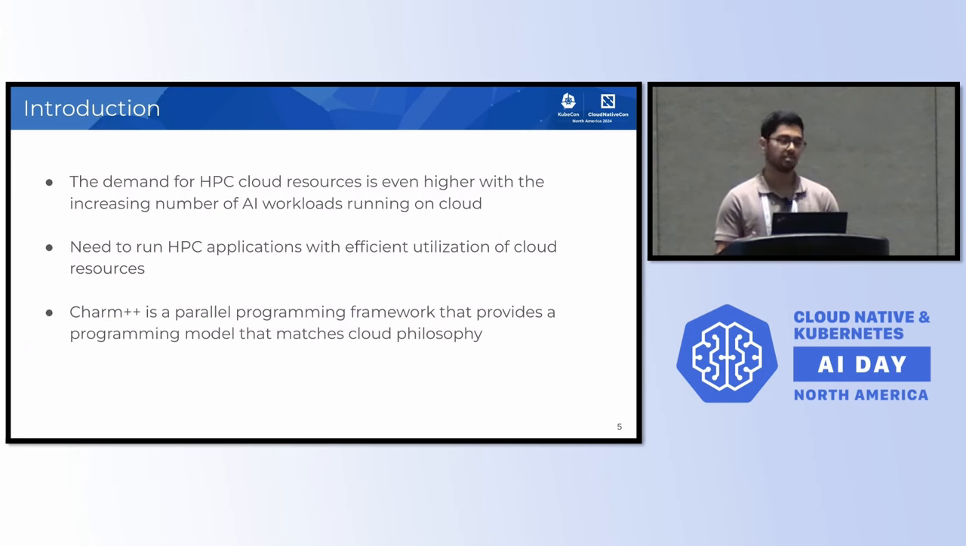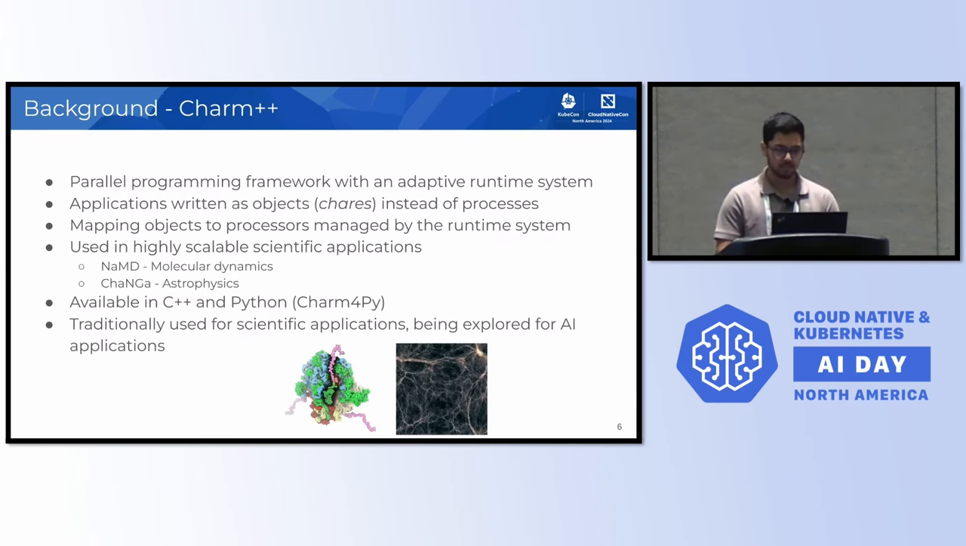The demand for HPC cloud resources is now even higher with an increasing demand for AI workloads running on the cloud. And so now more than ever, we need a way to run HPC applications with efficient utilization of cloud resources. For our study, we used Champ++, which is a parallel programming framework that provides a programming model that matches well with the cloud philosophy. I'll start with a quick background of Champ++.